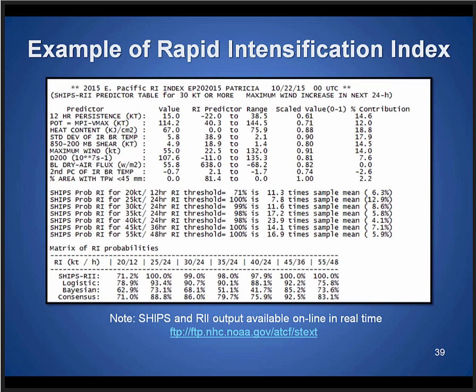So the way that we look at it, for example, for Patricia last year, which was an extremely rapid intensifier, we look at the 30 knot percentage. It was a 99% chance of having that rapid intensification. So extremely quick. Even a 40 knot change had a 98% chance. We've never seen numbers this high before. And of course, it did extremely rapidly spin up. Again, the Rapid Intensification Index and the SHIPS models are all available to the public on that FTP site.